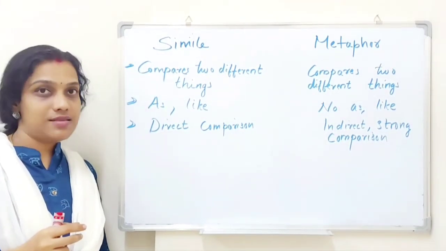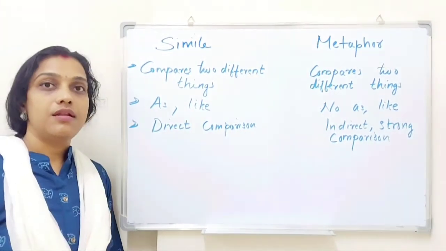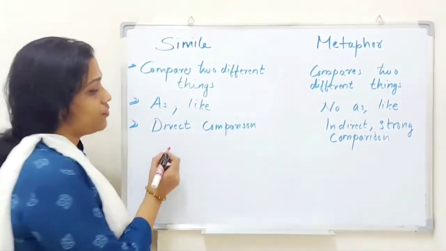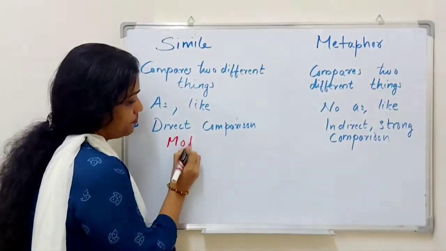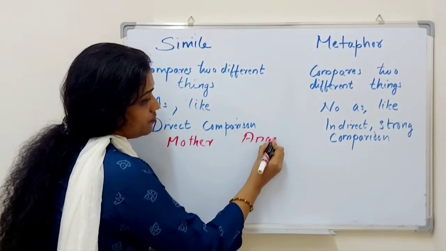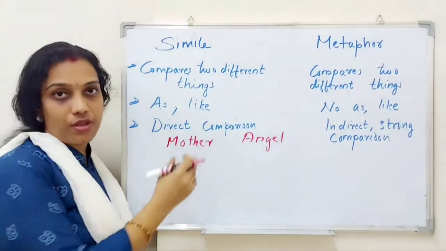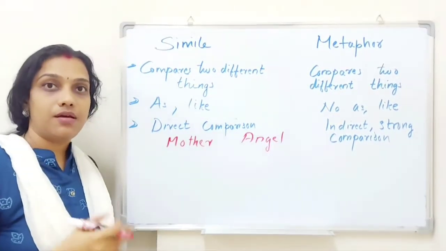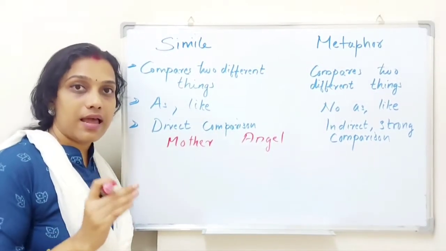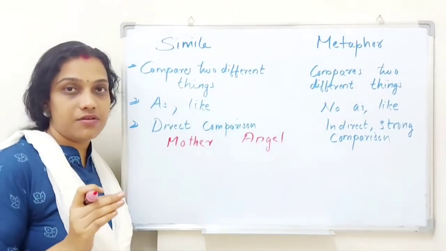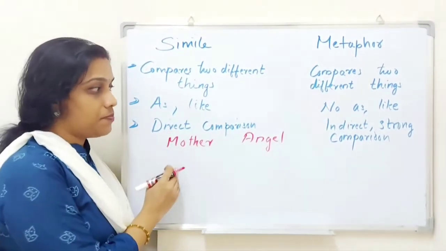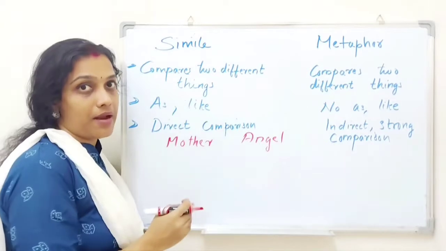Now we'll see some examples. Let us see how to write simile and metaphor with two different things. Our first word is mother, and the second word is angel. Now we have to compare mother with angel using a simile. How we can compare? For simile, we have to use either like or as a connecting word to compare two different things. So here mother and angel have to be compared.